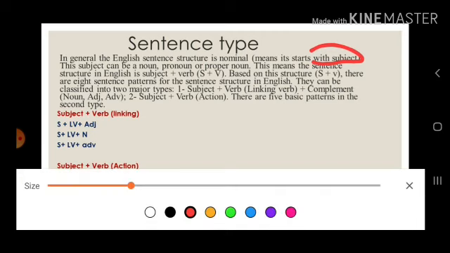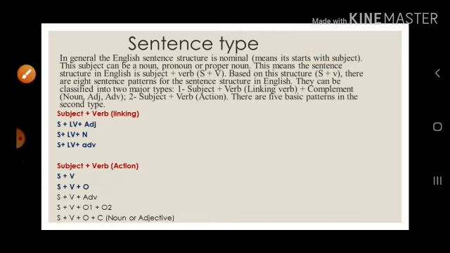This subject can be noun, pronoun or proper noun.